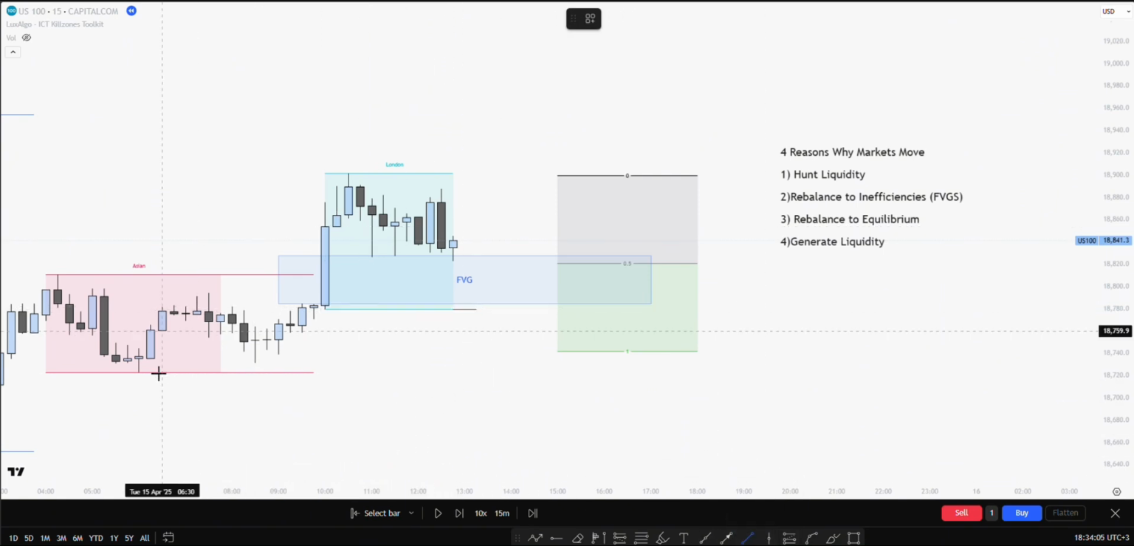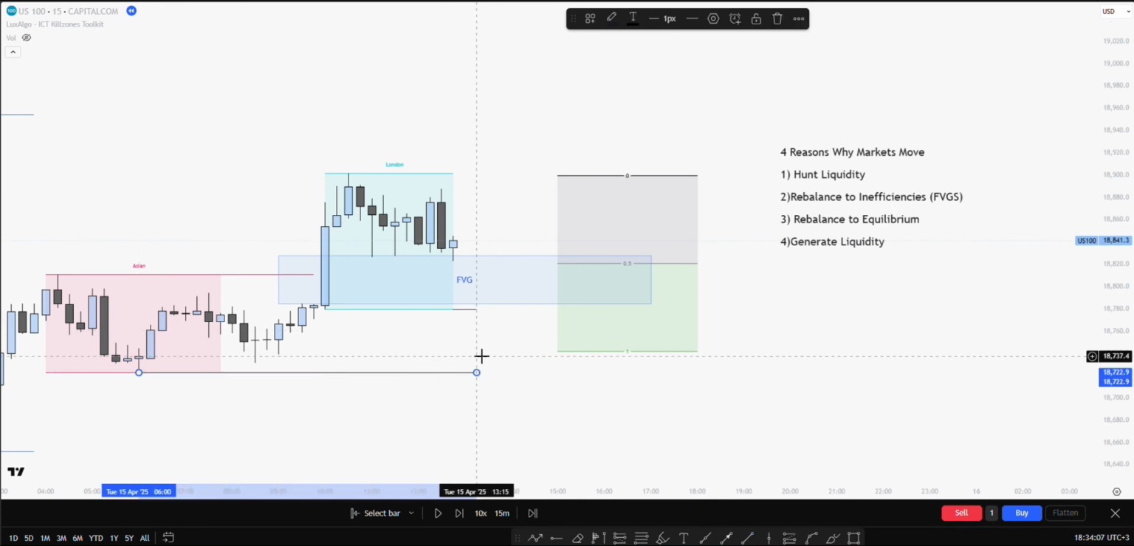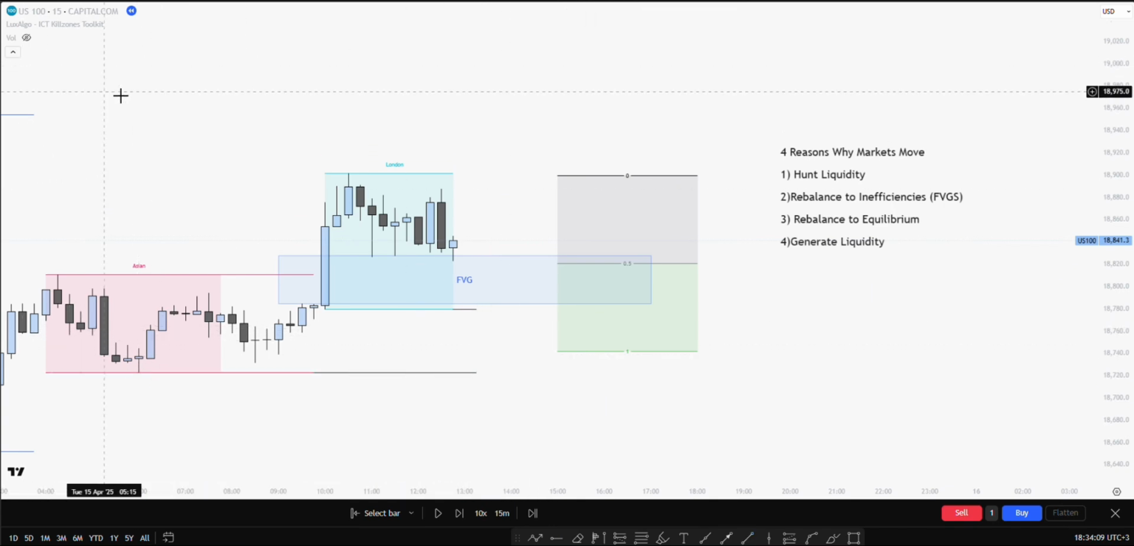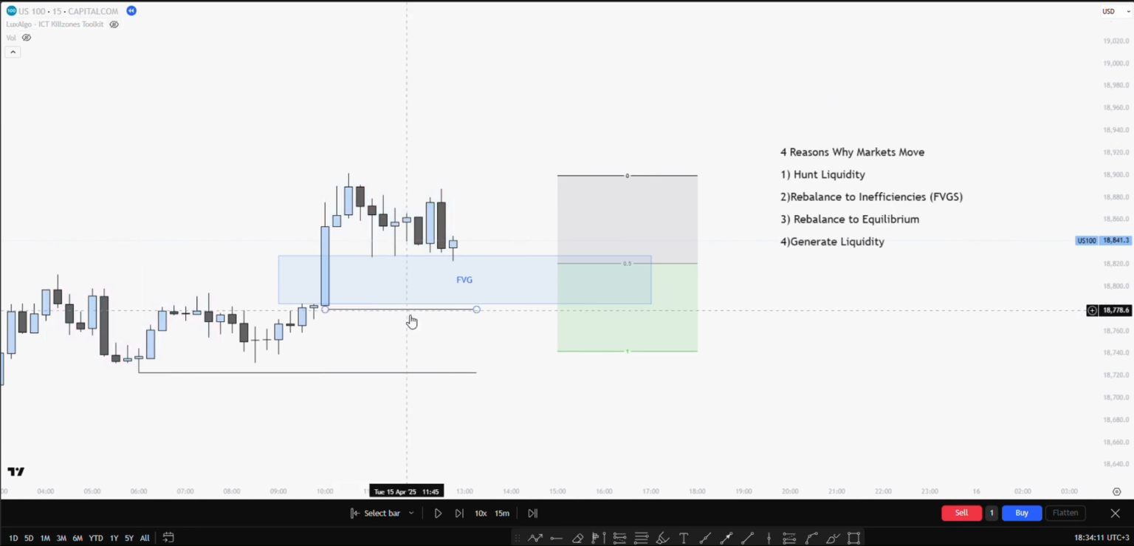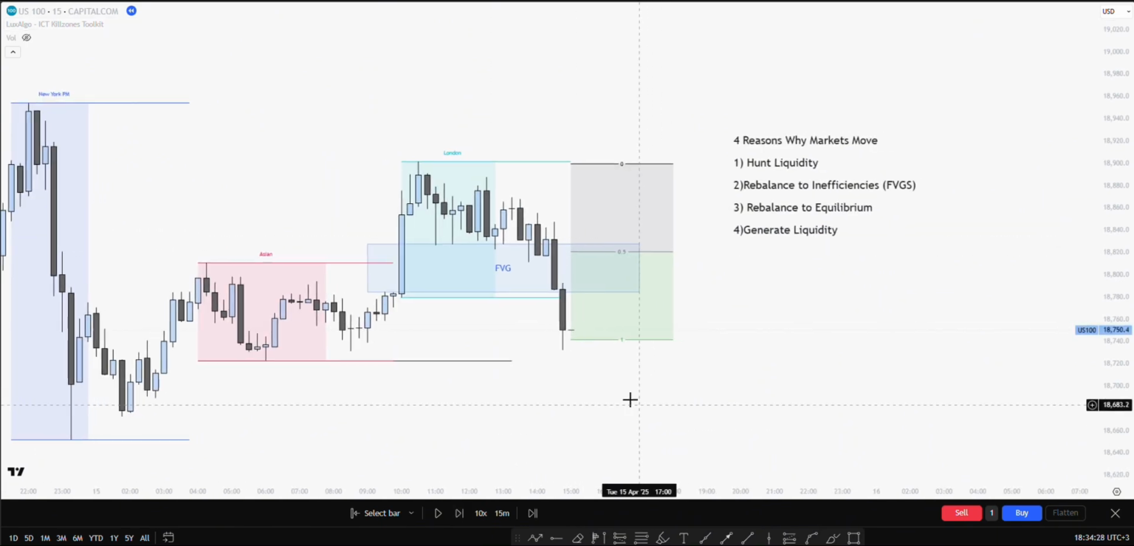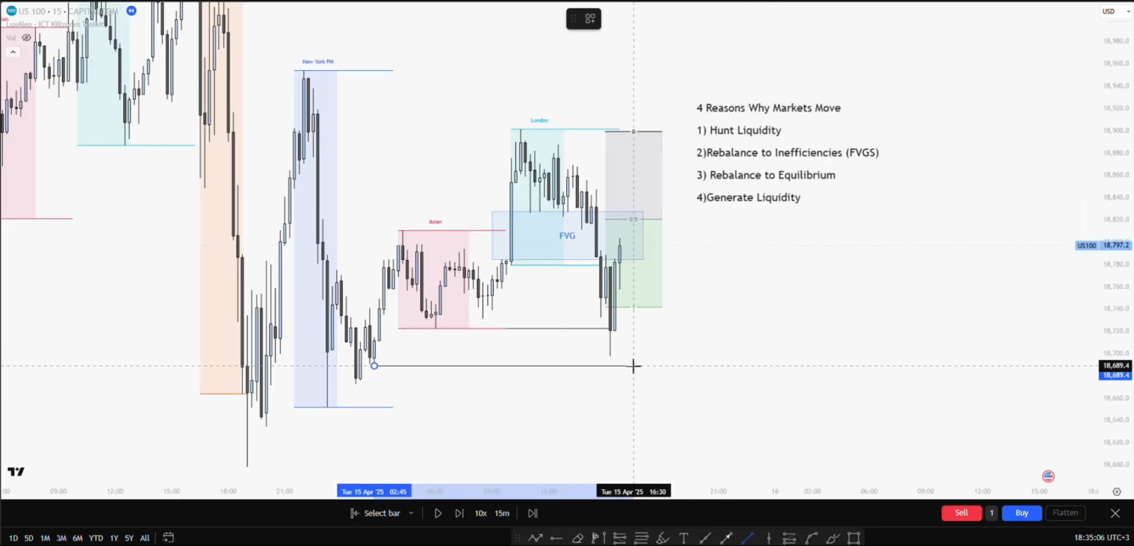If you look at the chart, you will notice two liquidity pools below the price from the Asian and London session that hadn't been taken yet. I understood that for the market to move higher, it would first need to strip that liquidity, so I waited for that to happen. And before the New York AM session, the liquidity was taken.